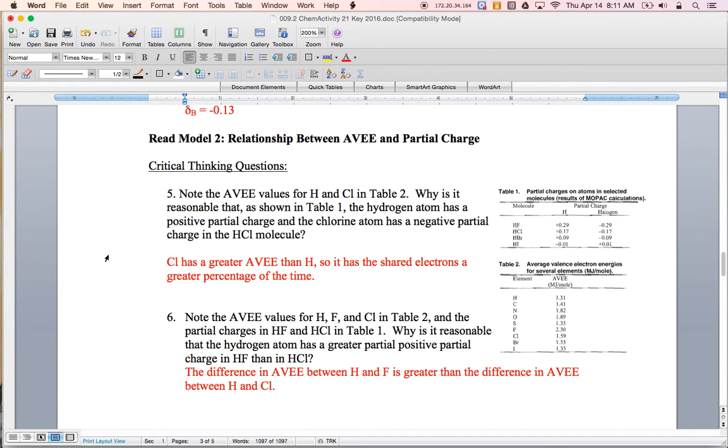In number 6, we have to figure out why it is that the hydrogen atom has a greater amount of partial positive charge in HF than it does in HCl. And this is just the difference in average valence electron energies. The difference between hydrogen and fluorine is greater than the difference between hydrogen and chlorine. So the sharing is going to be more unequal in a hydrogen fluoride bond than it is in a hydrogen chloride bond. And the more uneven the sharing, the greater the value for the partial charges.